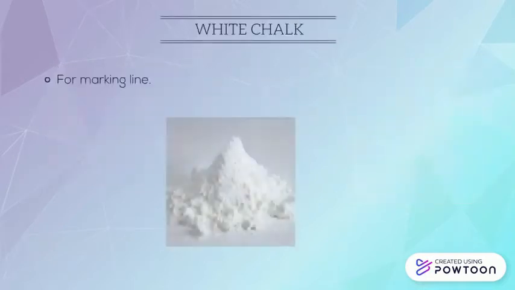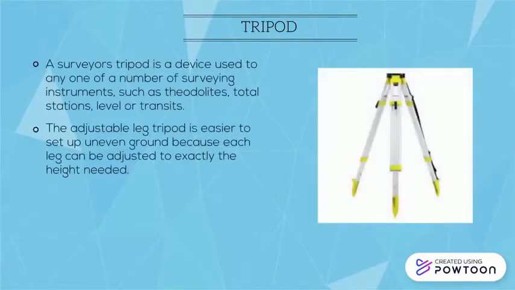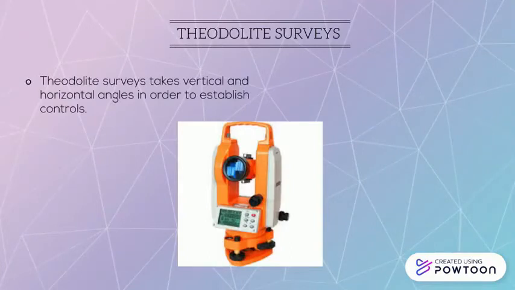White chalk. White chalk is used for marking lines and column footing positions. Tripod. A surveyor's tripod is a device used to support any one of a number of surveying instruments such as theodolite, total station, level, or transits. The adjustable leg tripod is easier to set up on uneven ground because each leg can be adjusted to exactly the height needed. The last one is theodolite. Theodolite surveys take vertical and horizontal angles in order to establish controls.